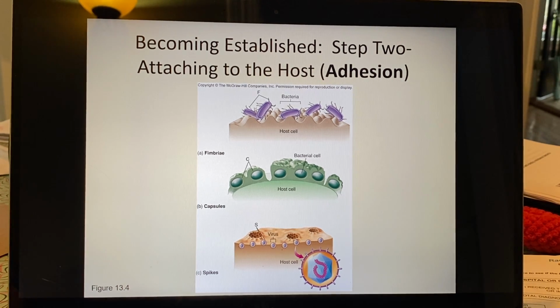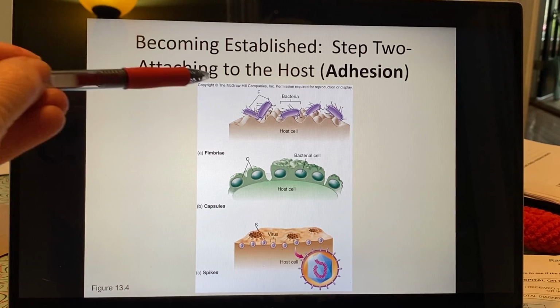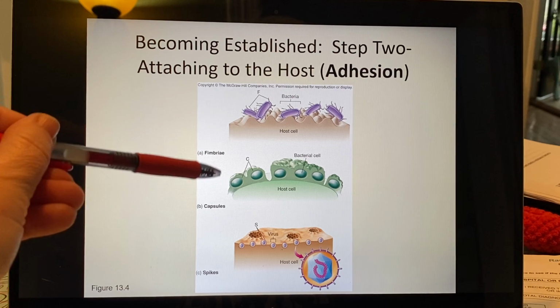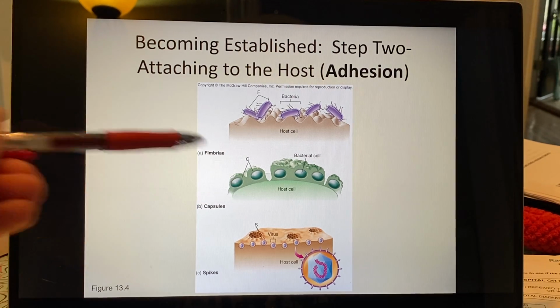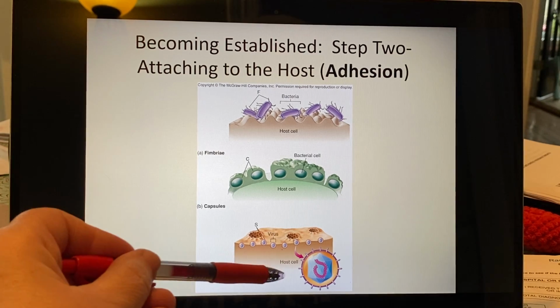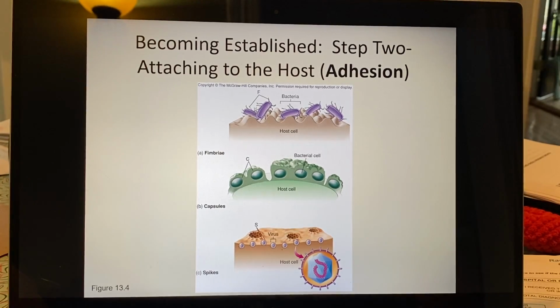And so it can do that in a couple of mechanisms, whether it's the fimbriae, which remember are like molecular Velcro, or if the bacteria has a really thick capsule, which makes it nice and sticky. When we talk about a virus, the main mechanism are those spikes that fit in the lock and key mechanism. But that's the first step. It has to encounter a host cell, and it actually has to adhere to the host cell.